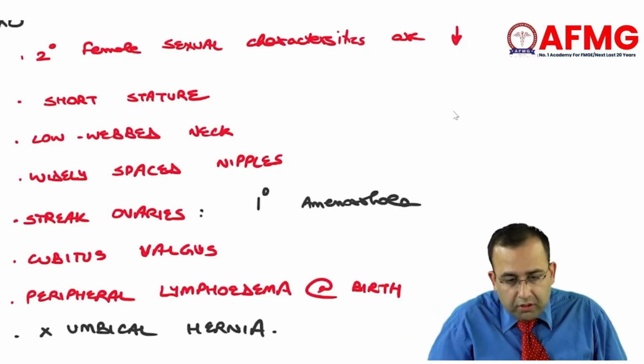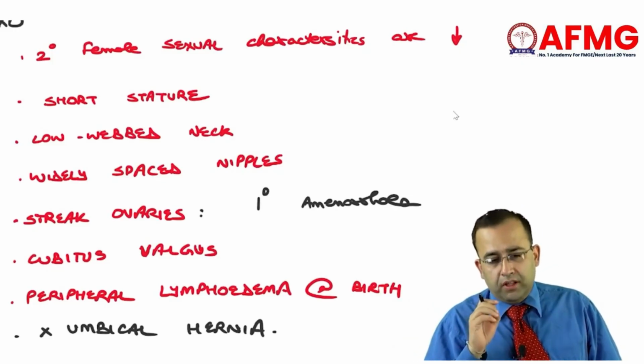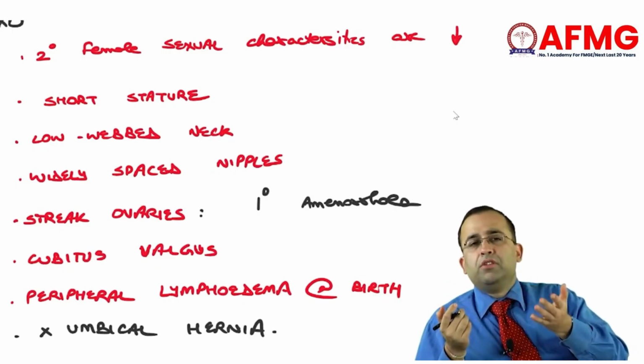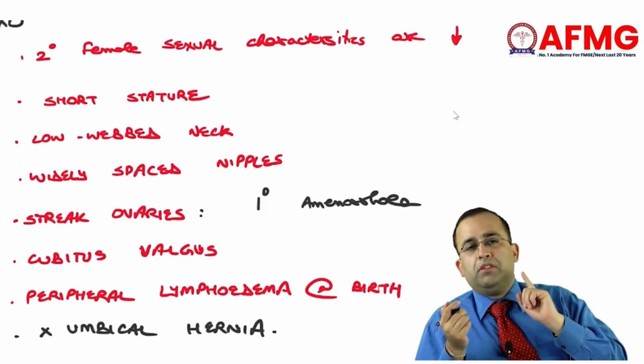It is the most common cause of primary amenorrhea. The girl has never bled. She has never bled because of streak ovaries. There is fibrosis in the ovaries. She is suffering from primary amenorrhea.